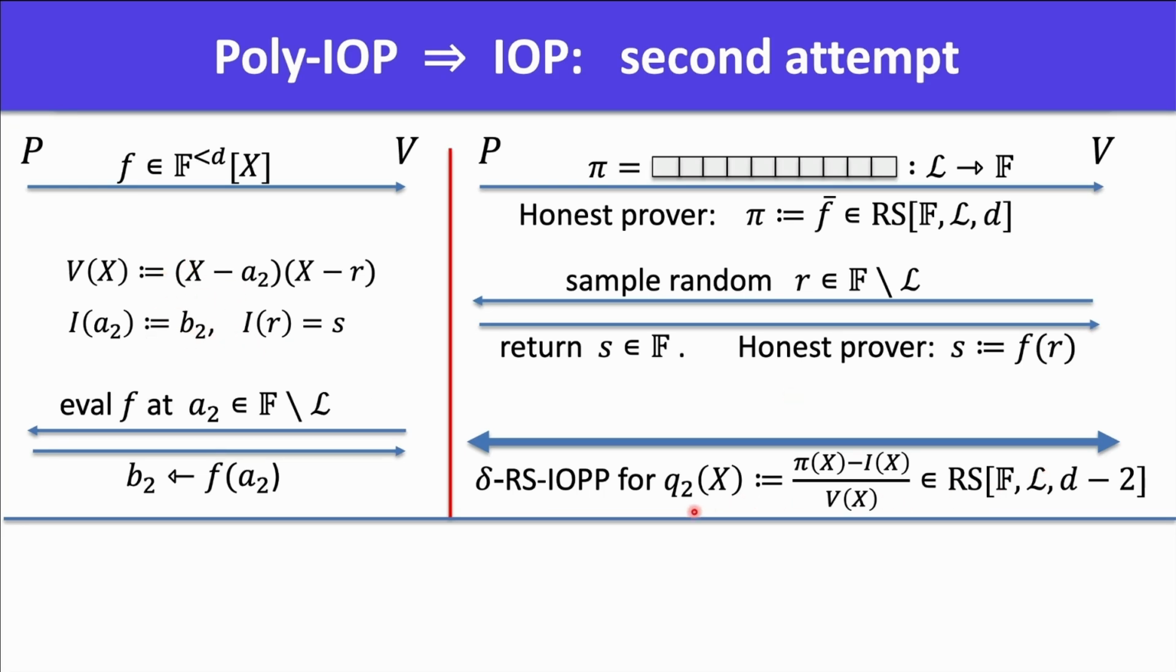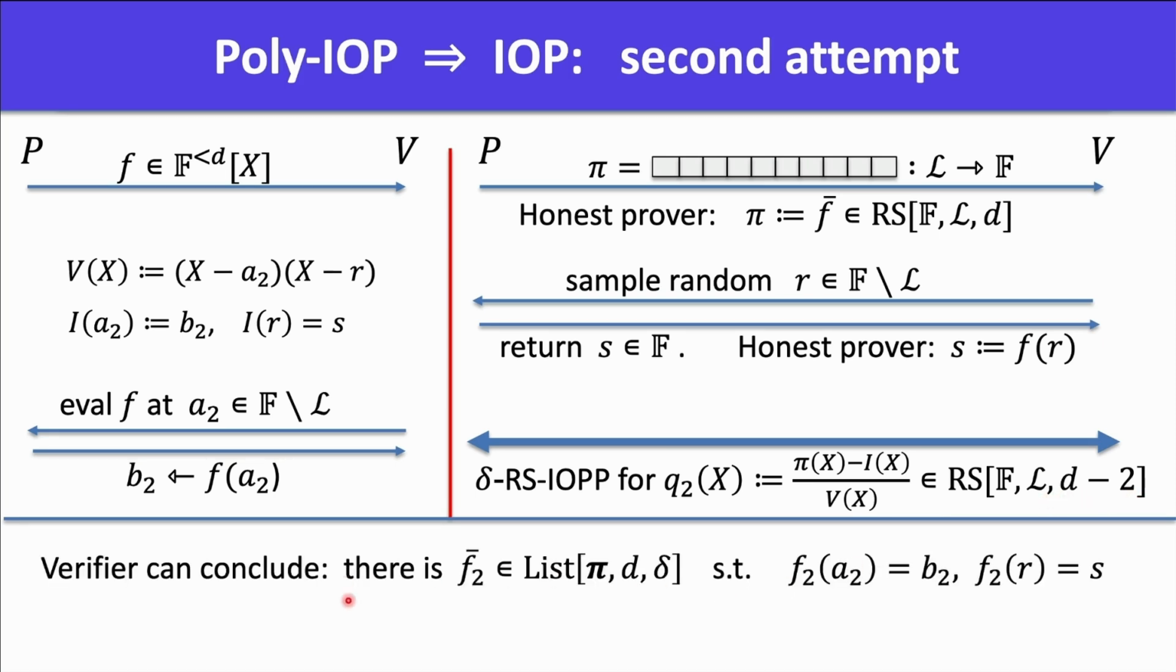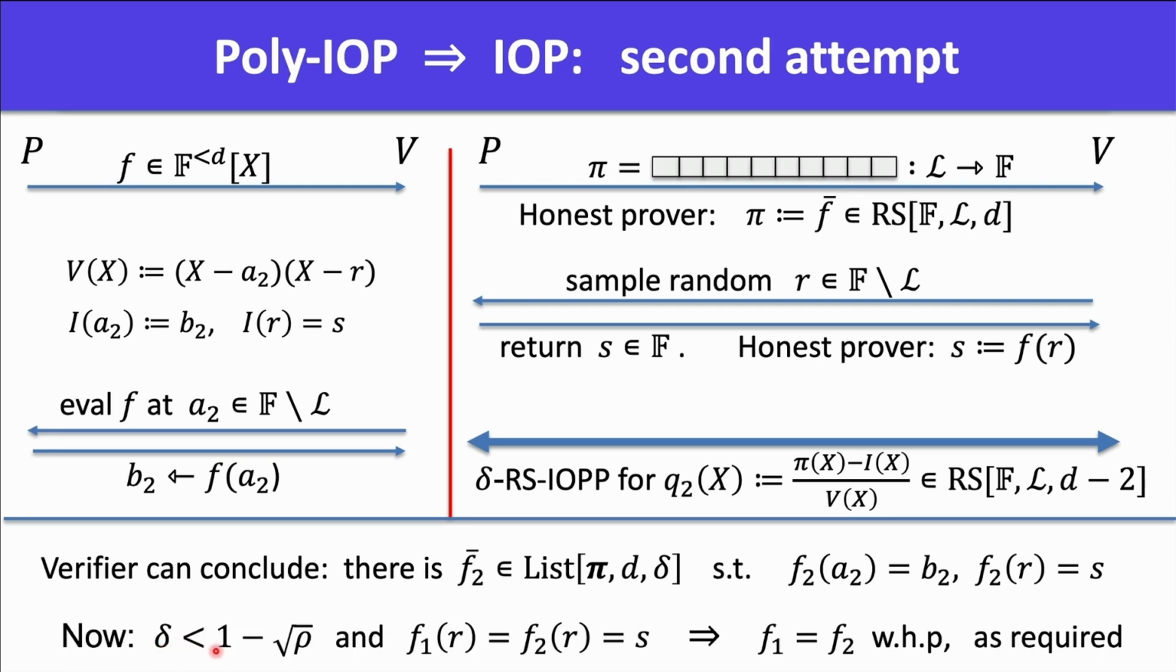And the prover again will prove that Q2 is close to the Reed-Solomon code of degree d minus 2. From which the verifier can conclude that there's some other function f2 bar that's delta close to pi, such that f2 of a2 is equal to b2 and f2 of r is equal to s. But the cool thing is, as long as delta is less than the Johnson bound, when f1 and f2 agree on the point r, we know that they must be equal with high probability. So now the verifier learned exactly what it needs to learn. It learned that there is one polynomial f that the prover committed to, and that polynomial evaluates to b1 at the point a1 and evaluates to b2 at the point a2.